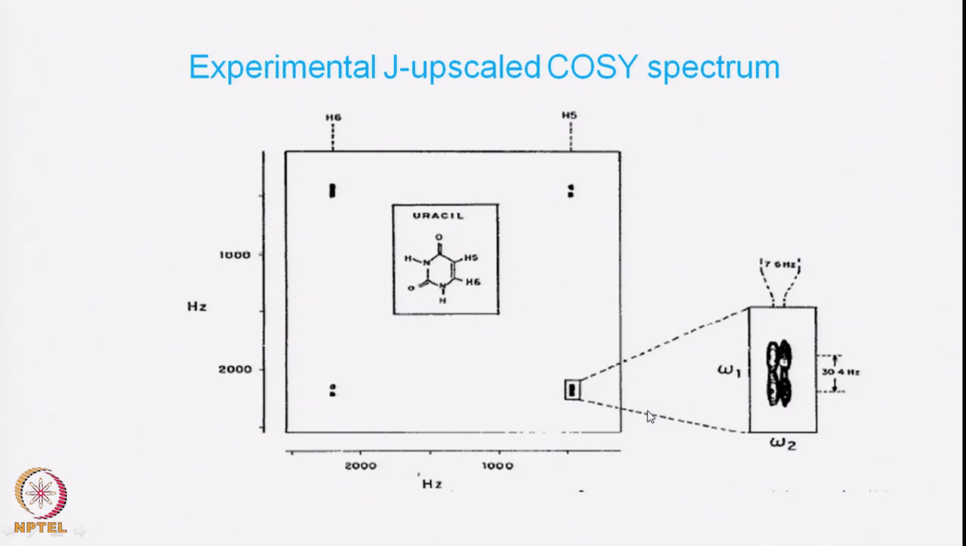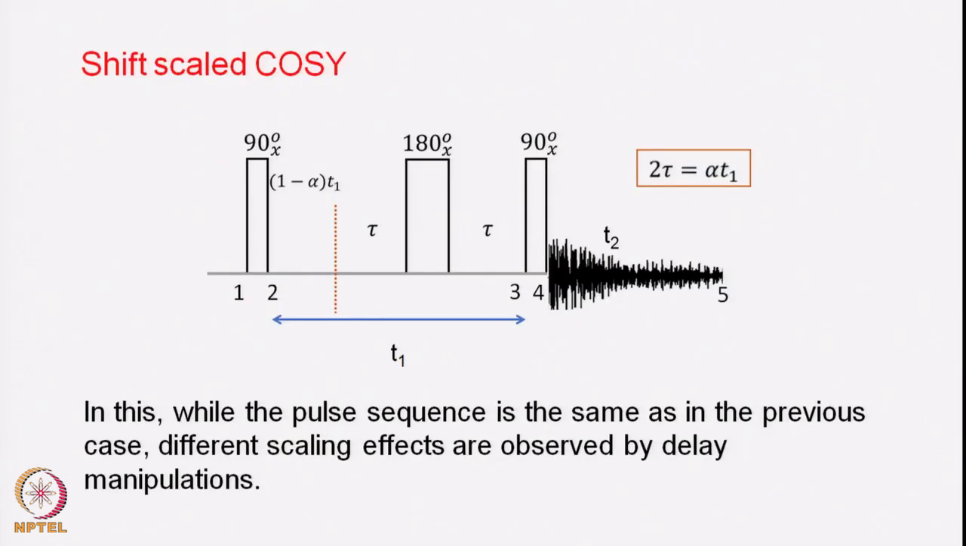So therefore this helps you to improve the resolution in the spectra and enable measurement of the coupling constants wherever they are not sufficiently well resolved in your spectra. Okay. Now we see the next scaling experiment and here is a simple modification of the previous one.